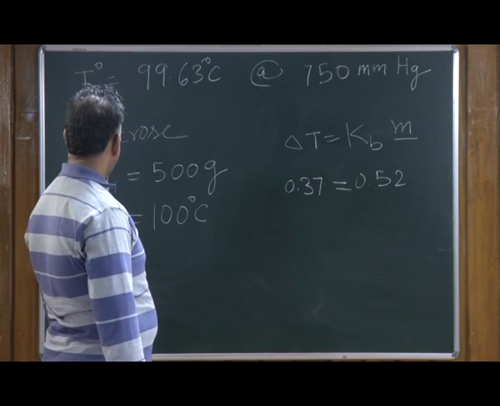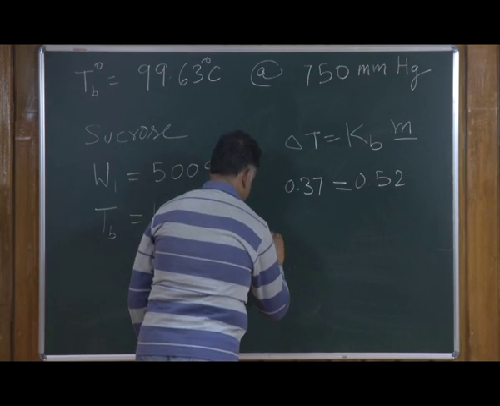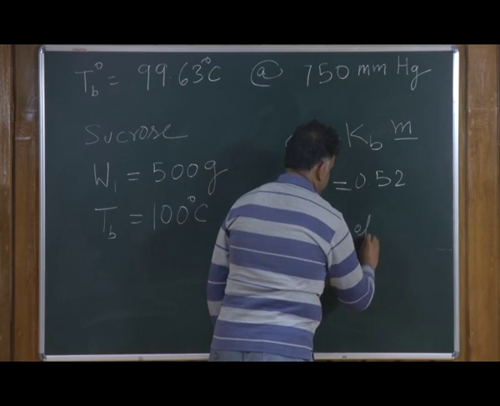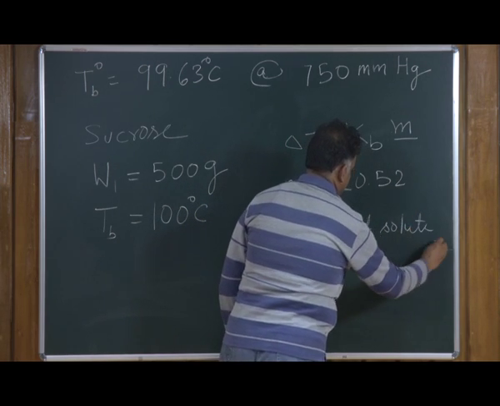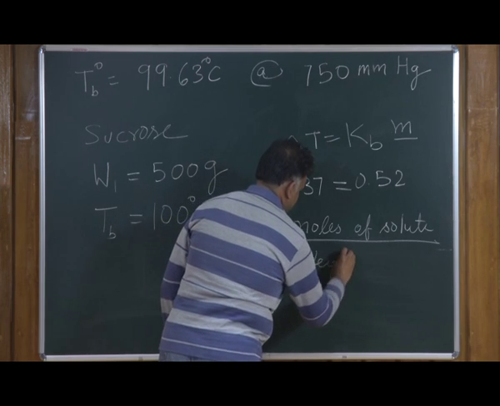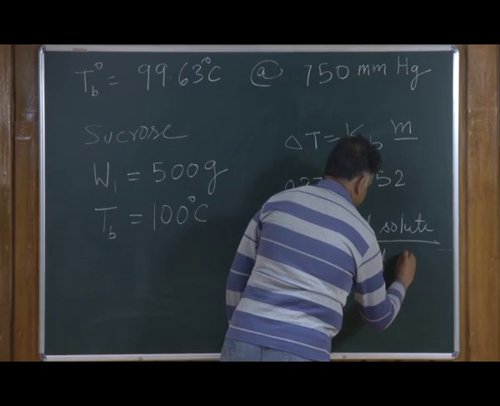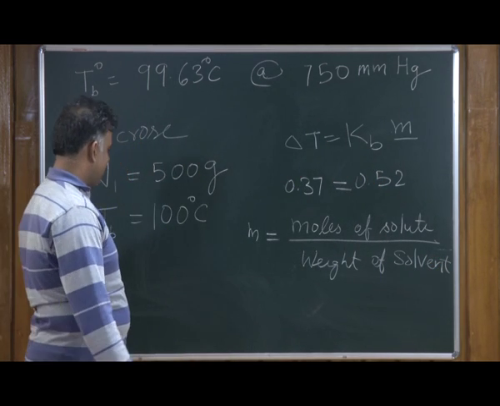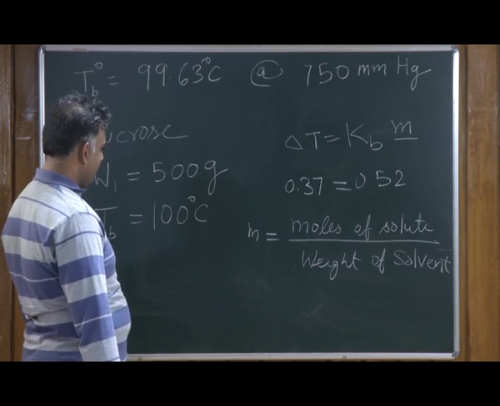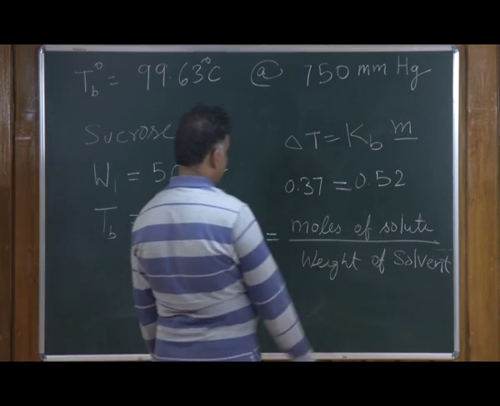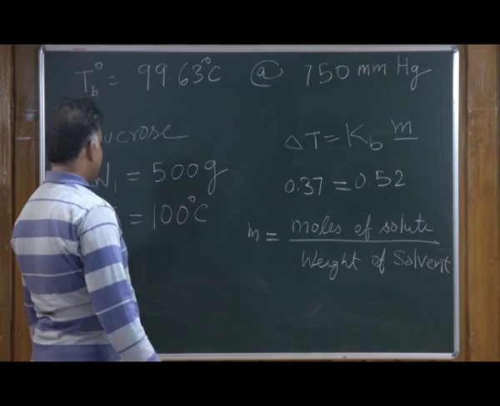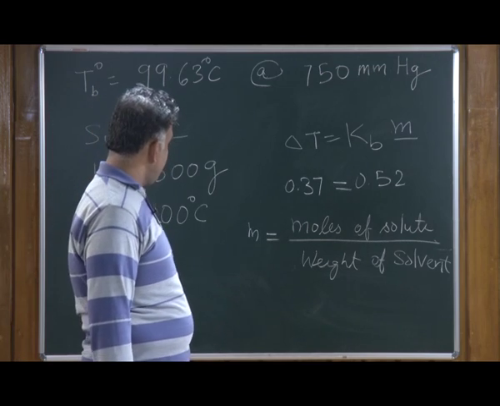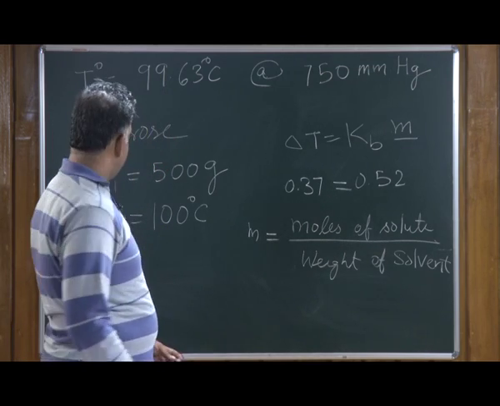So, the definition of molality is, let us go to our ABCD. Definition of molality is moles of solute divided by weight of solvent. So, weight of solvent is given right here, 500 gram, in kg 0.5 kg, and the moles of solute. So, we need to figure out what is the weight of solute. To convert the weight of solute to moles of solute, we need the molecular weight of sucrose.